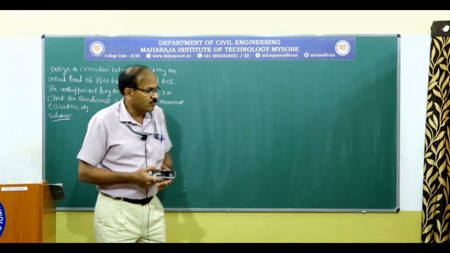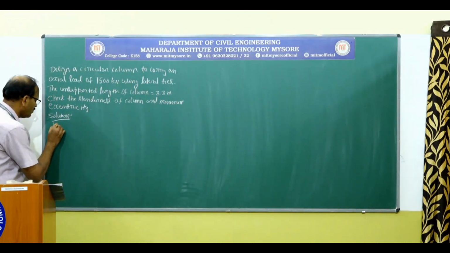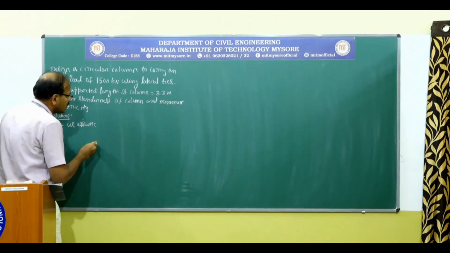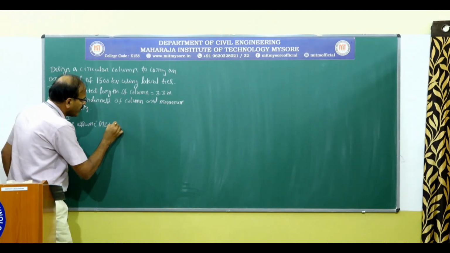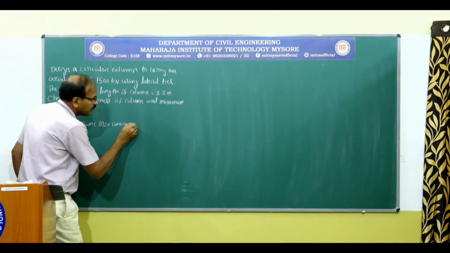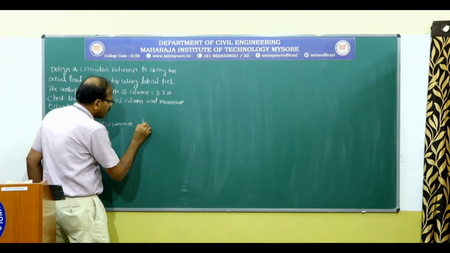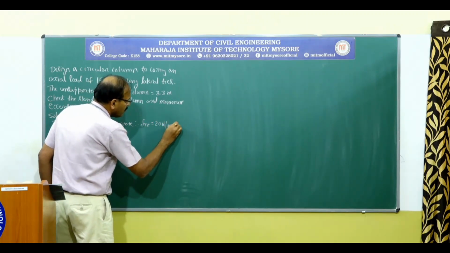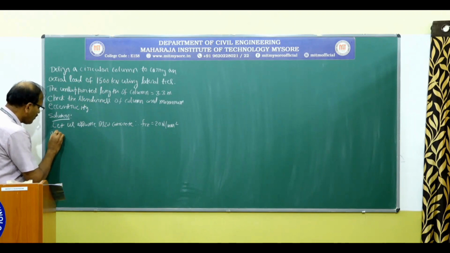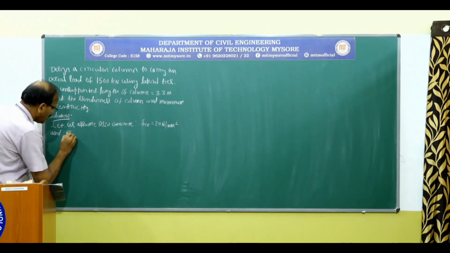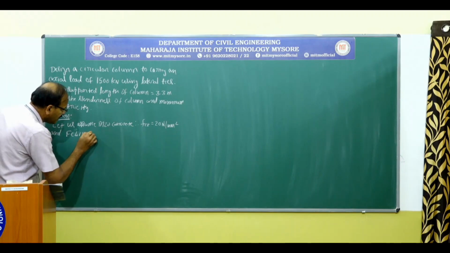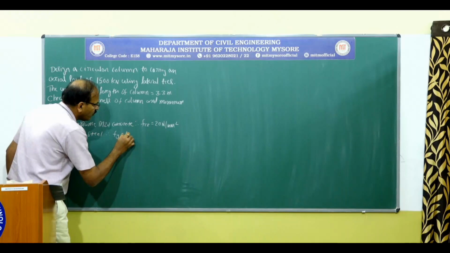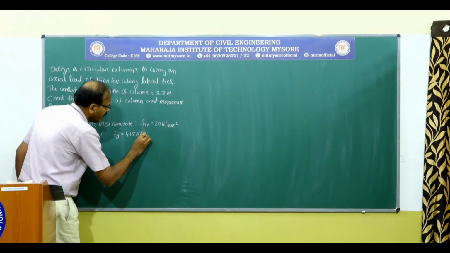So let us assume M20 concrete. Therefore, fck equal to 20 Newton per millimeter square and Fe 450 steel. Therefore, fy equal to 450 Newton per millimeter square.